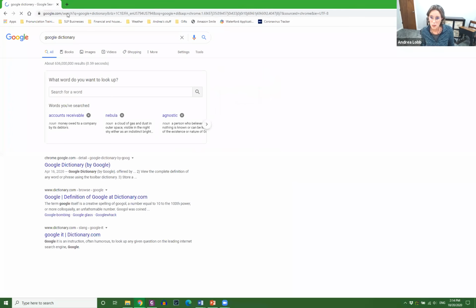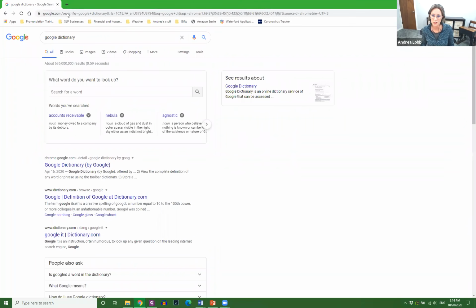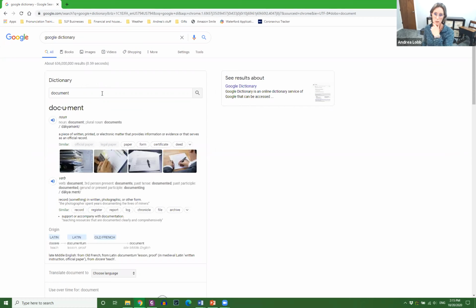All right, so let's say you are working on your English. Close that. And you want to look up a word. Let's say the word is document. Okay, so this is how you can utilize Google Dictionary to help you learn English or check a pronunciation or something like that. It's only one word, right? It's not a sentence, but it's better than nothing.